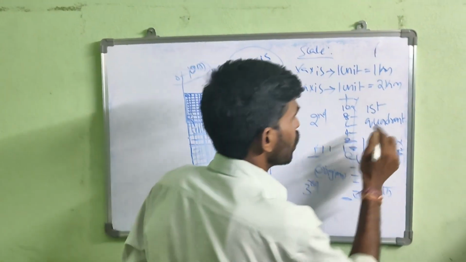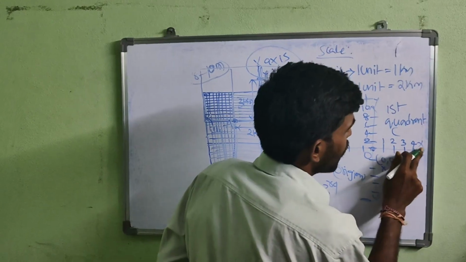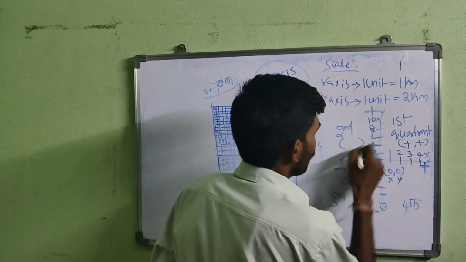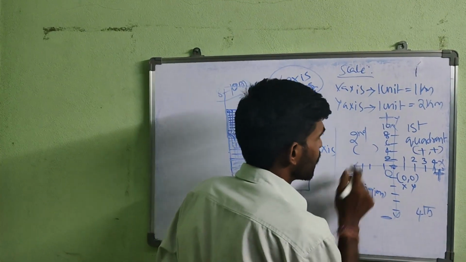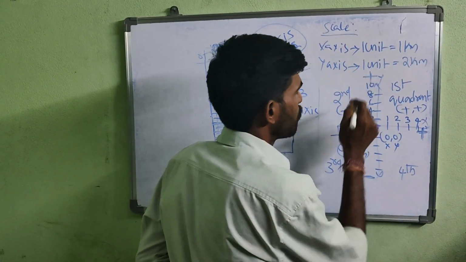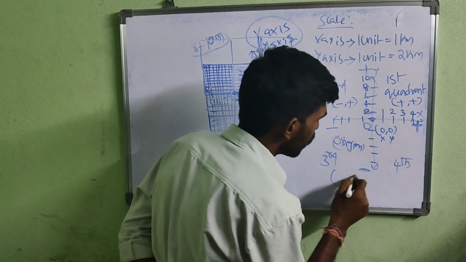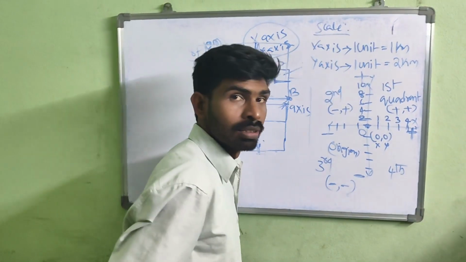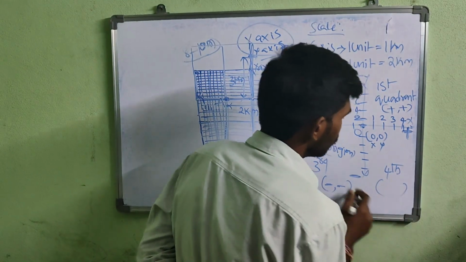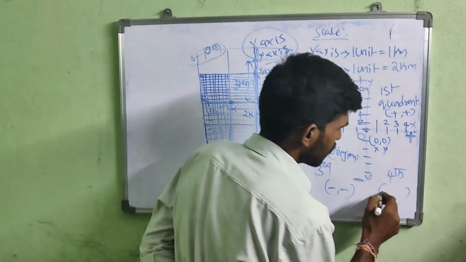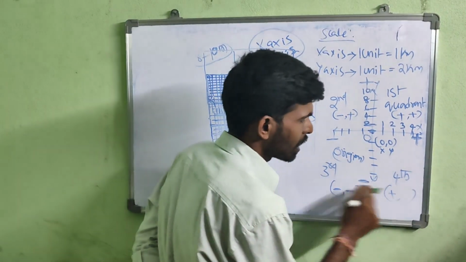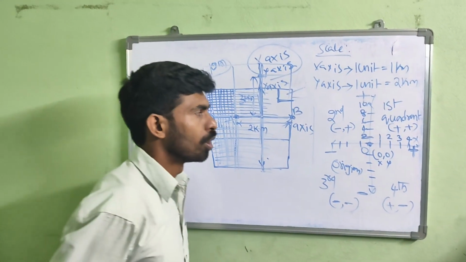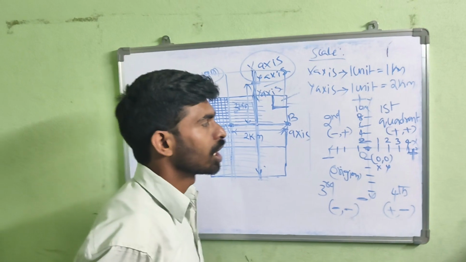ఓకే, ఫస్ట్ క్వాడ్రంట్ ఏ సైన్ ఉందమ్మా? ఎక్స్ యాక్సిస్ ప్లస్, y-axis plus. సెకండ్ క్వాడ్రంట్లో x-axis minus, y-axis plus. On the third quadrant, x-axis minus, y-axis also minus. And the fourth quadrant, x-axis plus, y-axis minus. Okay, all about these quadrants in coordinate geometry.